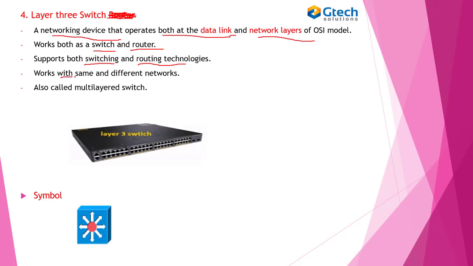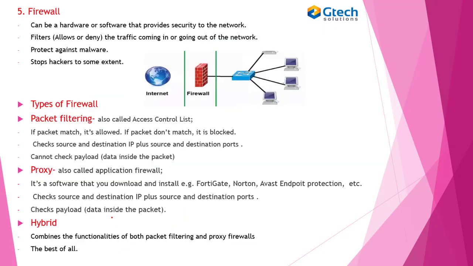It works with the same and different networks. Same network in a LAN environment, different networks when combining those multiple networks. It's also known as a multilayer switch. So this device performs as both a switch and a router. So you can refer to how we explained how a router and a switch work to explain this device. Okay, and now this is the symbol. Remember to know how to draw the symbol. Okay, all right. Next device, a firewall.